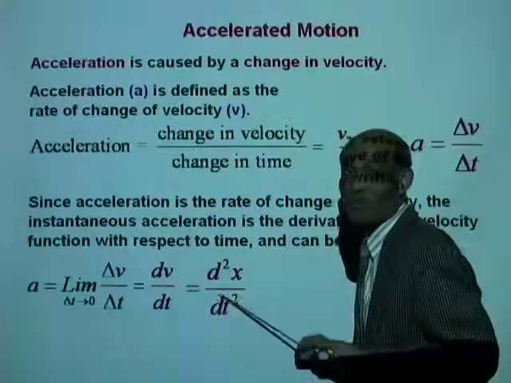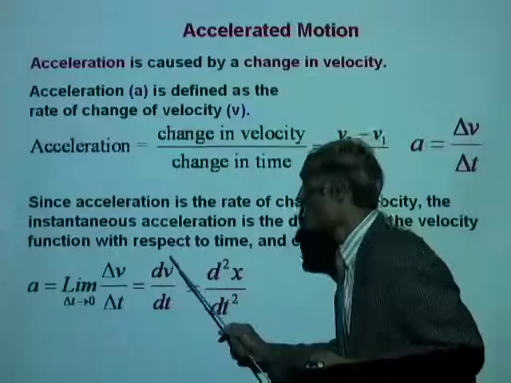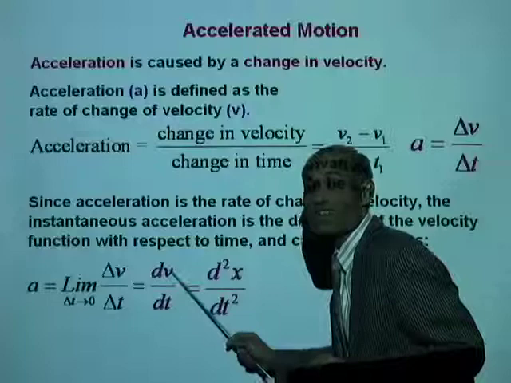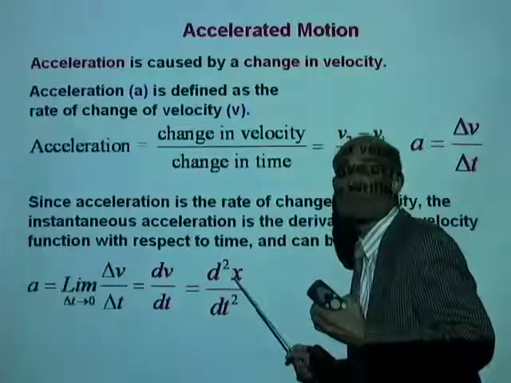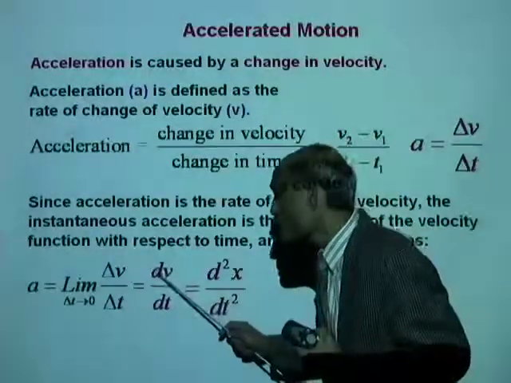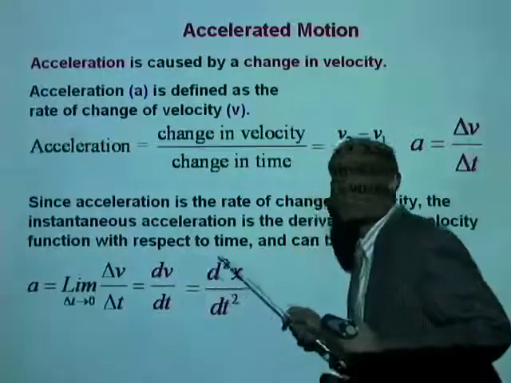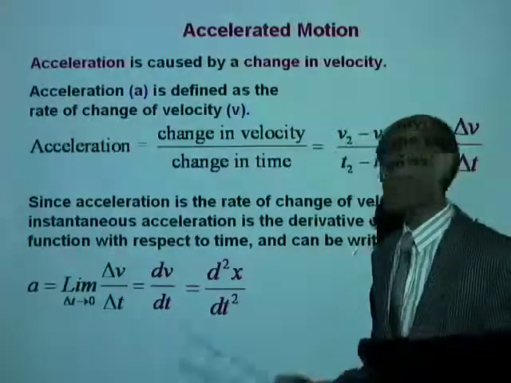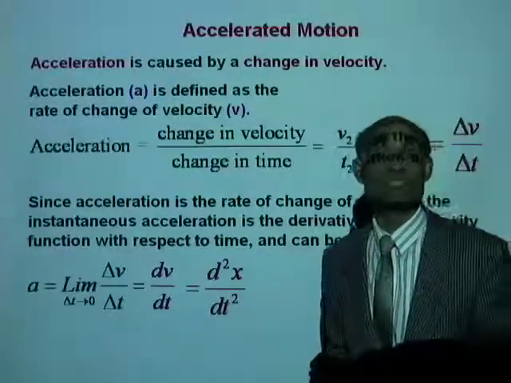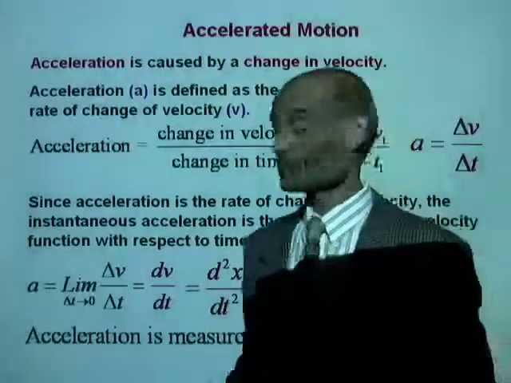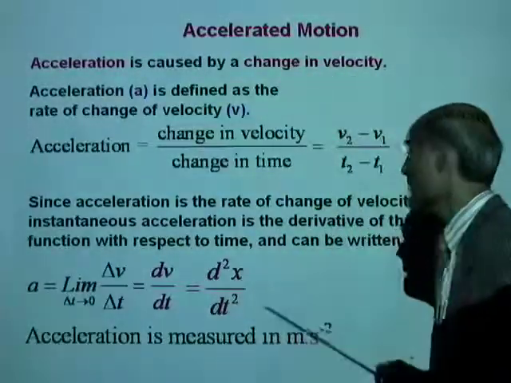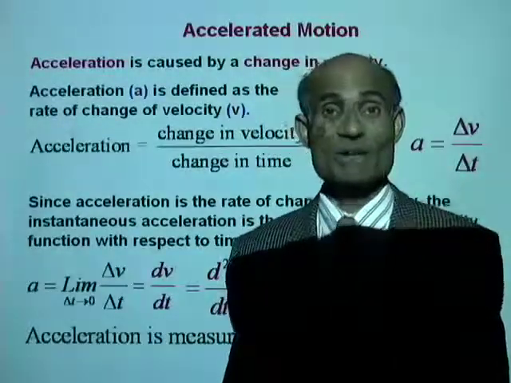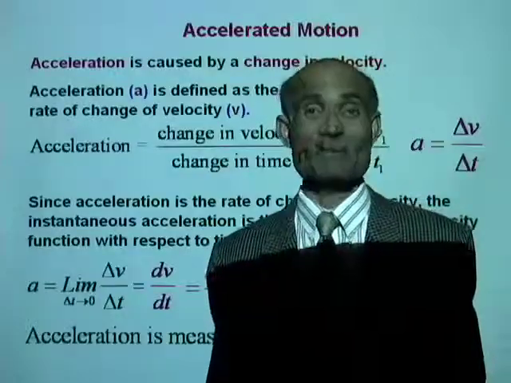I'm sure you are familiar with this notation. You see, the derivative of velocity. Velocity itself is the derivative of the position function. So, this is the derivative of the position function. The second derivative of the position function. It's very important that you know these notations. So acceleration is measured in meter per second squared. We just talked about that a while ago.